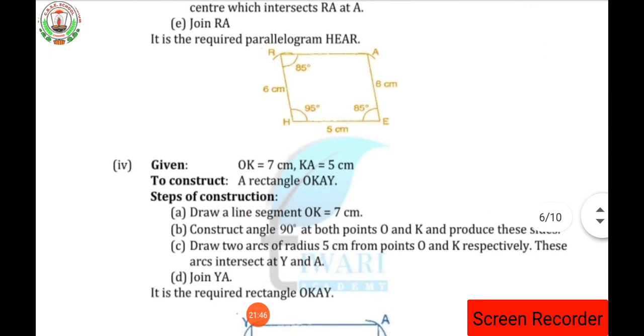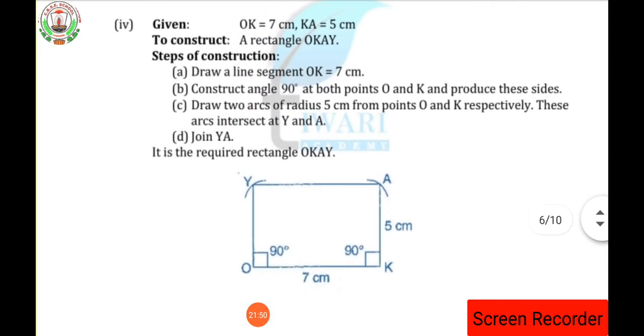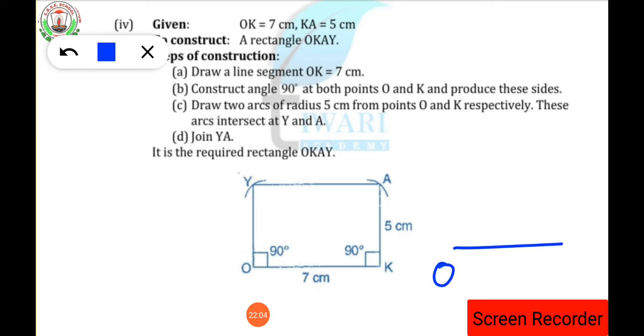Next, the last question of this one, we have to draw a rectangle whose name is OKAY. So here we are going to draw a rectangle. As we know the rectangle has 90 degrees, first of all we have to draw the baseline of measurement 7 centimeter, name it as OK. We have to draw a line segment OK of measurement 7 centimeter.